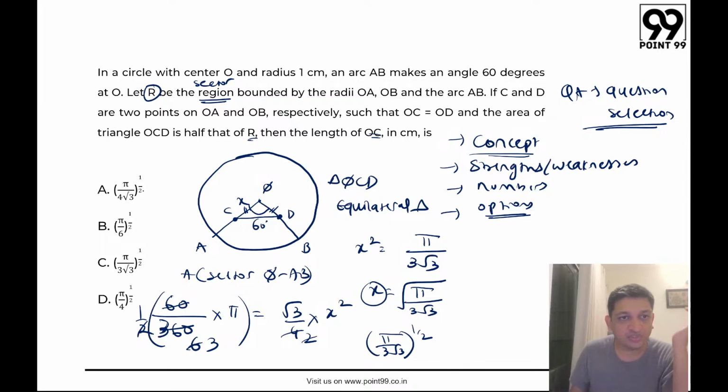Pi upon 4 root 3 raised to half, no. Pi upon 6 definitely no. Pi upon 3 root 3 raised to half, perfect. Chalo, option C is right, option D is definitely wrong. So option C will be the correct answer. Arkodipto, yes, your answer is right. So that is basically how you solve it.